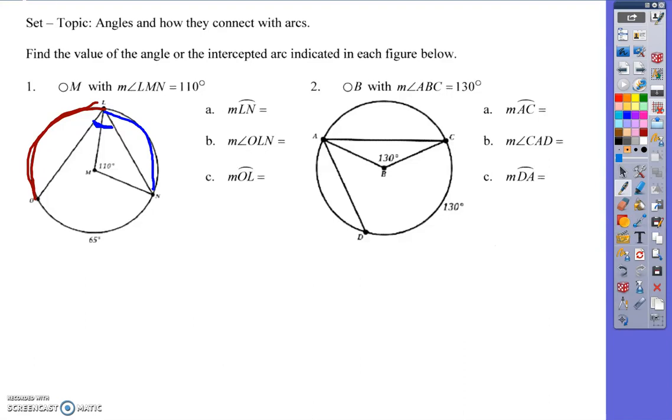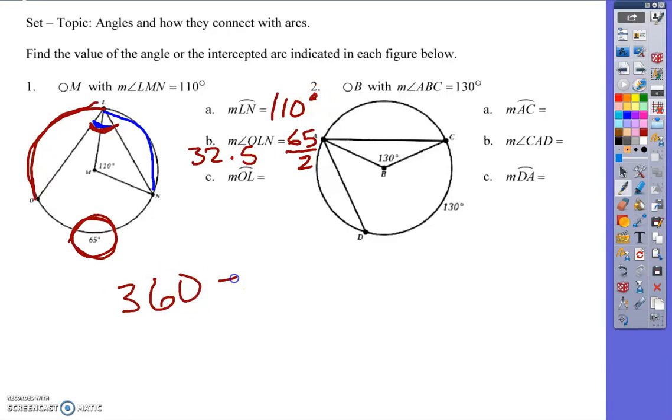We're going to start with the blue arc. Since the central angle is 110, this has to also be 110. We're going to go to this angle next. We have this arc is 65 degrees, so that angle has to be half of 65 degrees. So 32 and a half is that one. And then for the last arc, we're going to take these two and subtract from 360. So 360 minus 110 minus 65 gives me 185. And so there you go. That's the idea of what you're going to do with homework. Good luck, and I'll see you soon.